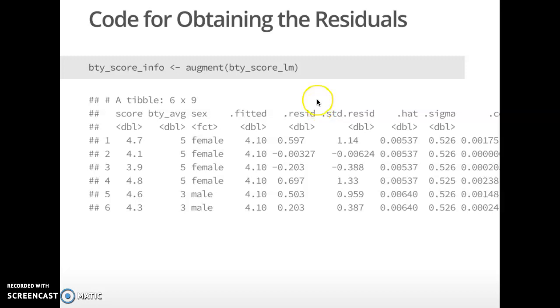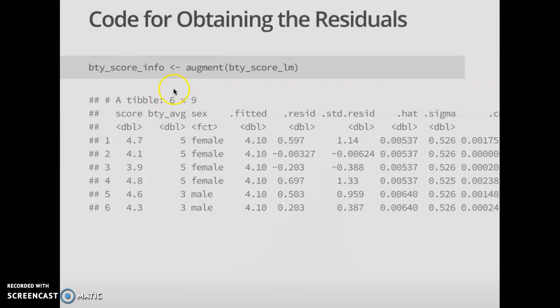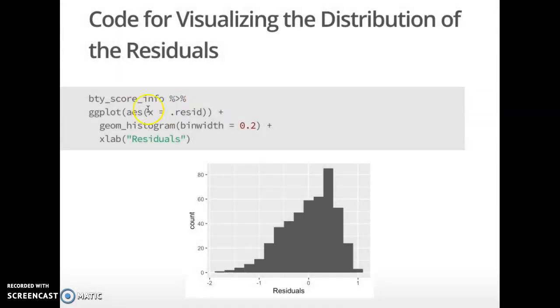When we're thinking about visualizing the distribution of residuals, we want this column of things. We want all of the residuals, and we want to be able to plot the distribution of these numbers. Keep in mind that when we're plotting this, we're going to use this column name, which starts with a period. It's called .resid. So that's what we're going to do next. We're going to take this beauty_score_info that I made, the augment of my linear model, which is my new data set.